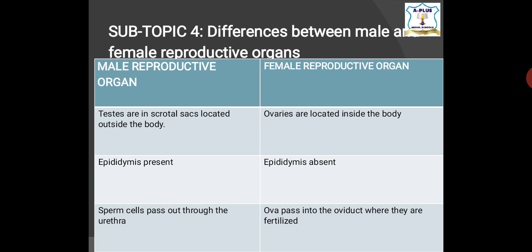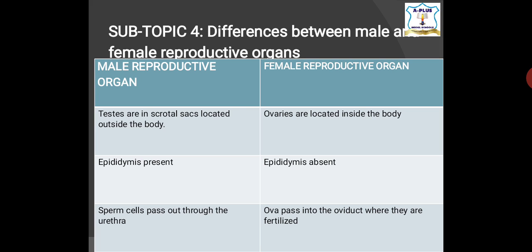Now, another subtopic is we want to check the difference between the male and the female reproductive organs. Sorry for the logo, the school logo covered it there. There are differences and there are similarities. We will still talk about the similarities too, but firstly, let's talk about the differences between the male and female reproductive organ.